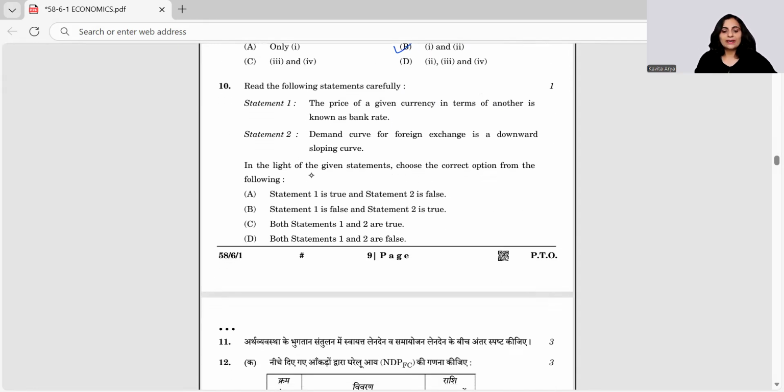Moving ahead, question number 10 says, read the following statements carefully. Statement 1, the price of a given currency in terms of another is known as bank rate. No, that's the foreign exchange rate. That's wrong. The demand curve for foreign exchange is a downward sloping curve. Yes, it is downward sloping as it traditionally is. So this is correct. So my answer is first statement is false and second is true.